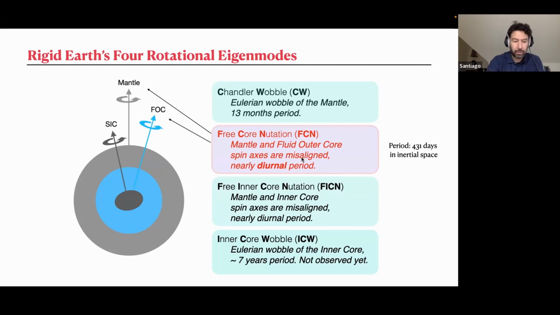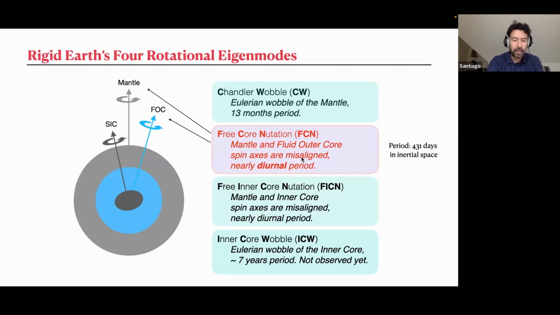The free core nutation, or FCN, can be excited if there is a forcing with sufficiently close frequency. There is in fact such a forcing: the component psi1 of the tidal component of the lunisolar forces. There is specifically one component, called psi1, that has a period of about a year and is the closest in period to the FCN. Well, the forcing has a period of 365 days, while the FCN has a period of 431 days.